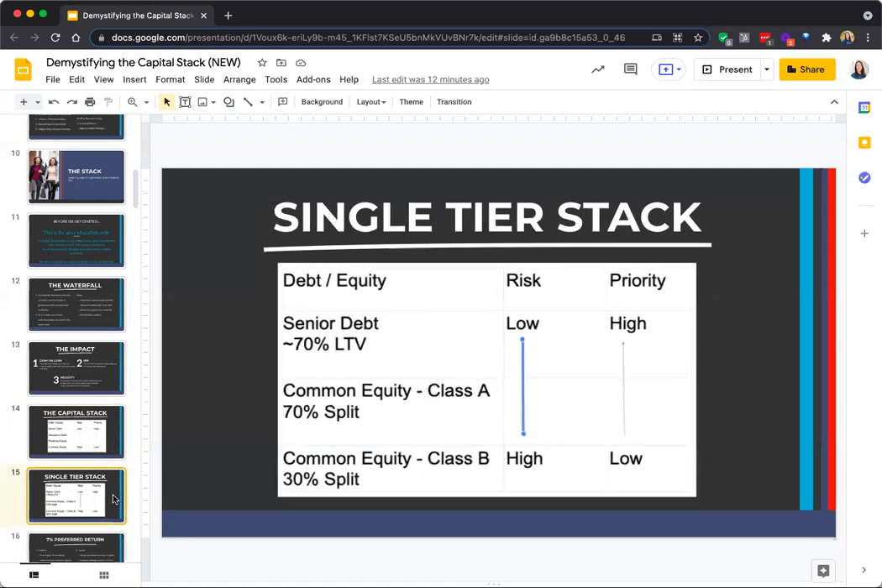Now, let's look at the different types of stacks. I'm going to break these down into two different kinds of flavors, so to speak, and then we'll get a little more nuanced within each. But we have our single tier stack. So we've got our senior debt position. It might be 70 to 75% LTV. We like to hover close to 70, 73% LTV, loan to value, on the property.